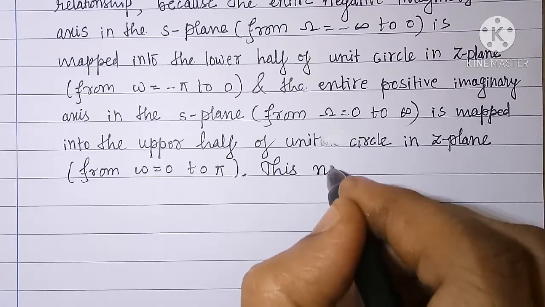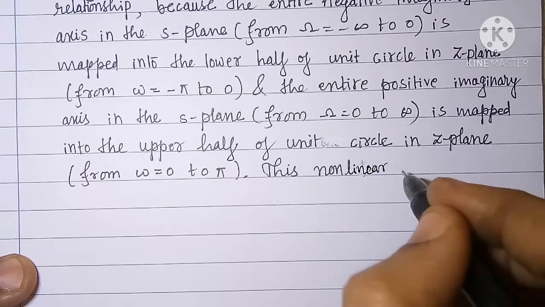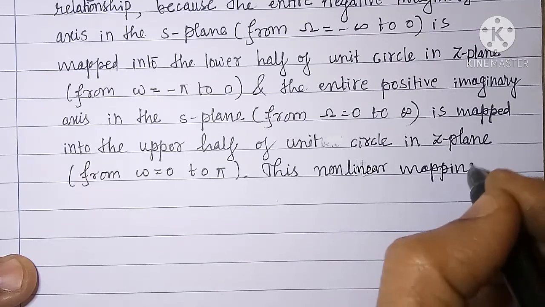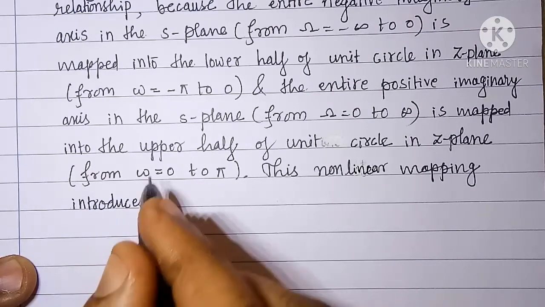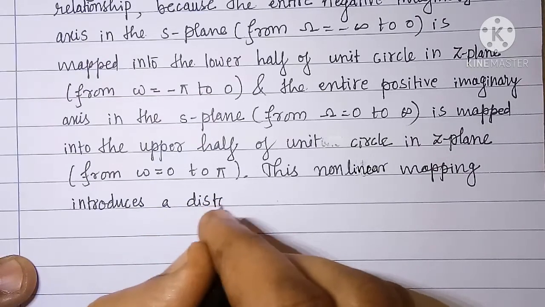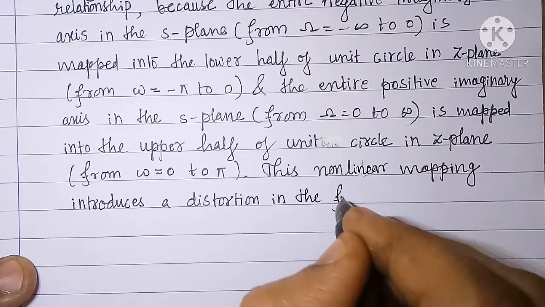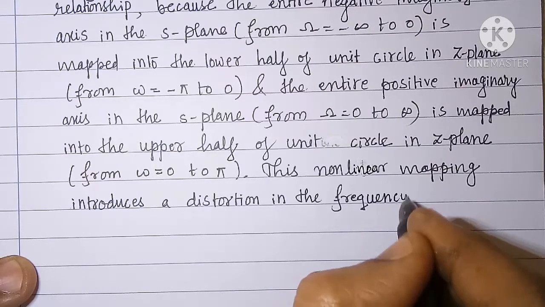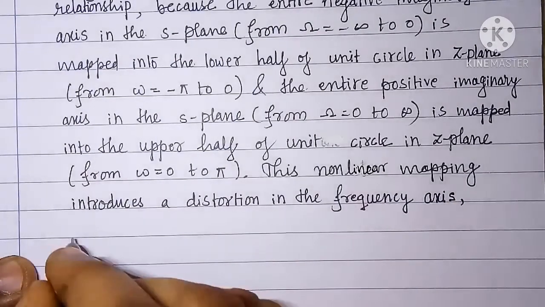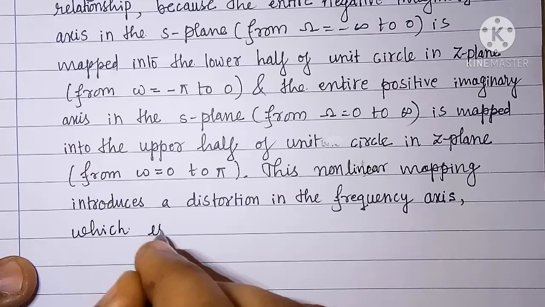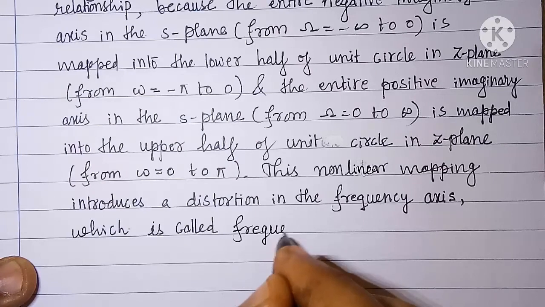This non-linear mapping introduces distortion in the frequency axis, which is called frequency warping.